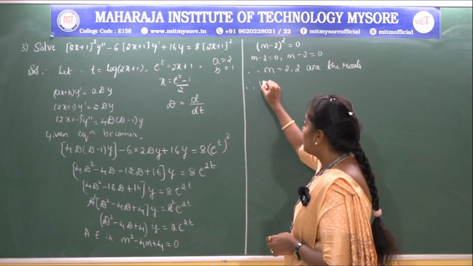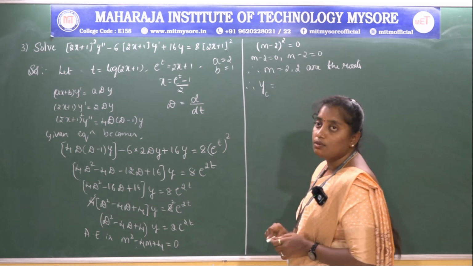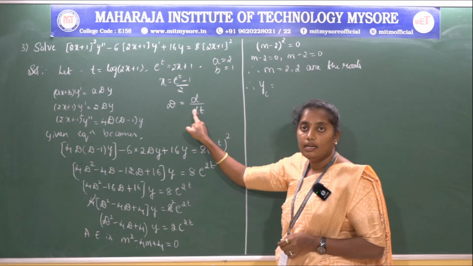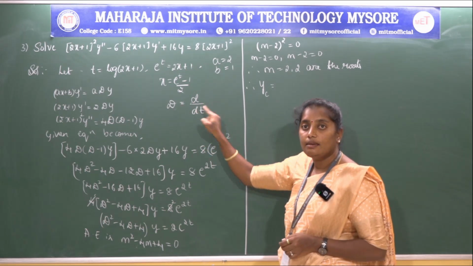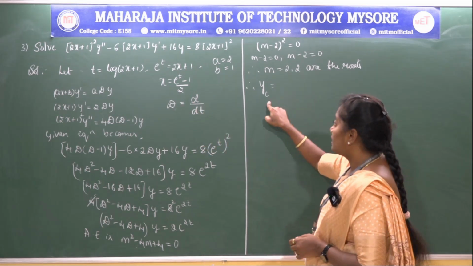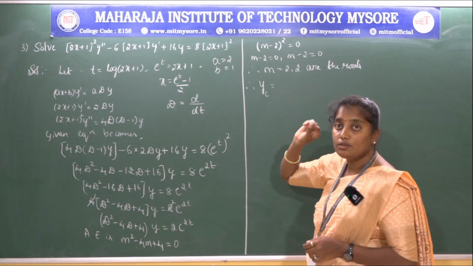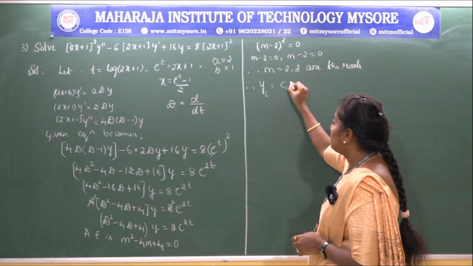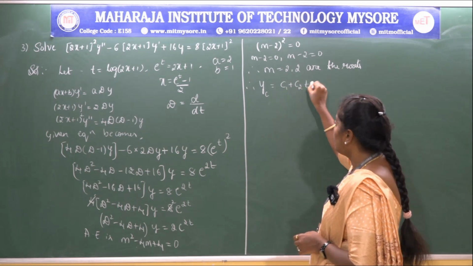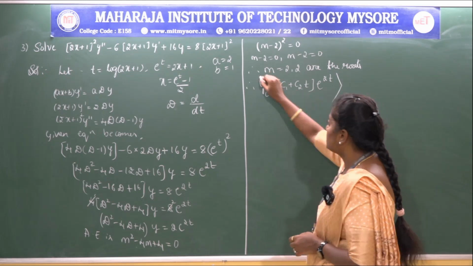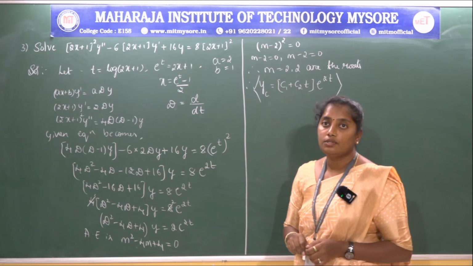Therefore the complementary solution yc is equal to, we have to write y in terms of t here, because capital D is d/dt. On writing yc for real and coincident roots using the case 2 solution, that is (c1 + c2 t) e^(2t). This is the complementary solution.